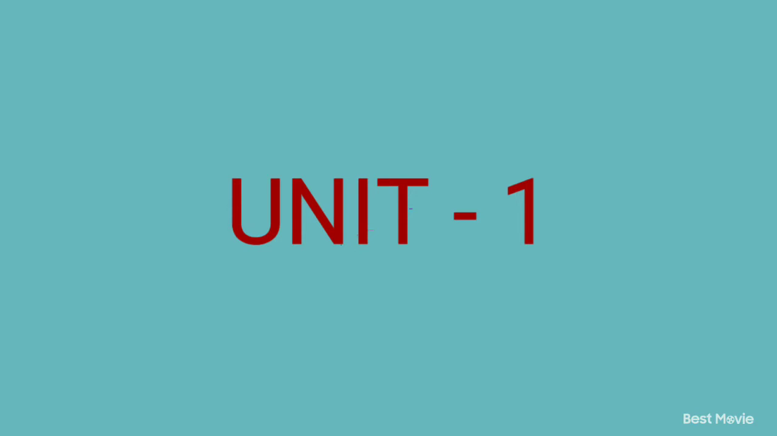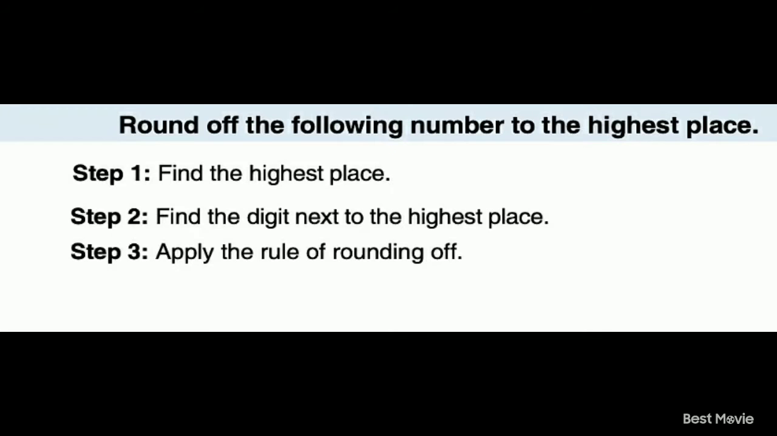Our first topic is rounding of the numbers. To round off any number to the highest place, there are several steps. First step is to find the highest place. Second step is we need to find the digit next to the highest place. And our third step is we need to apply the rule of rounding off. So let's do one example.